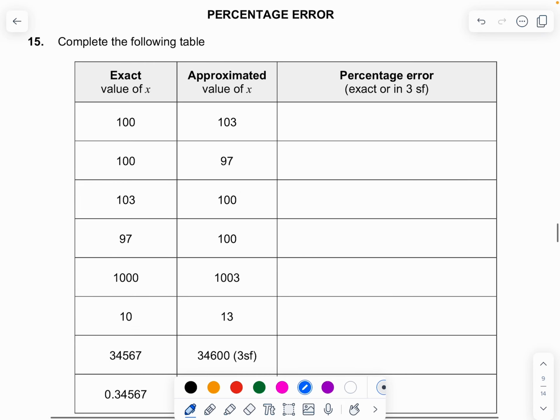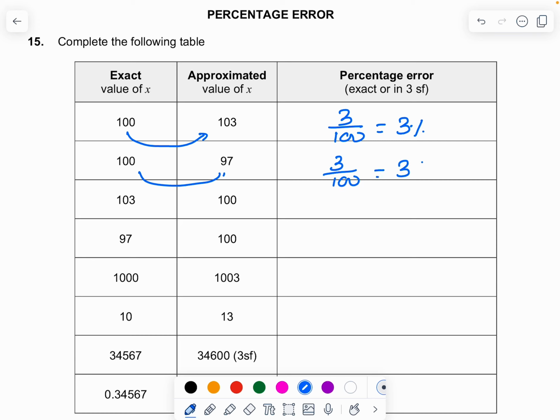Question number 15. What is the percentage error in 3 significant figures? So for 100, what is the difference? 3. So 3 divided by 100, which is 3%. Now, this is also for 100. How much is the difference? 3 for every 100. So it is 3%.